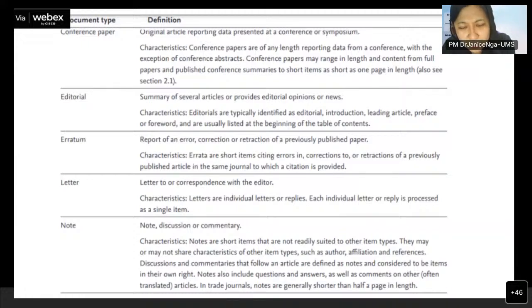So we do have some discussion or commentary. I'm working on the commentary with one very well-known professor, so hopefully that will be accepted in some journal. All right, so these are basically what academic writing is all about.